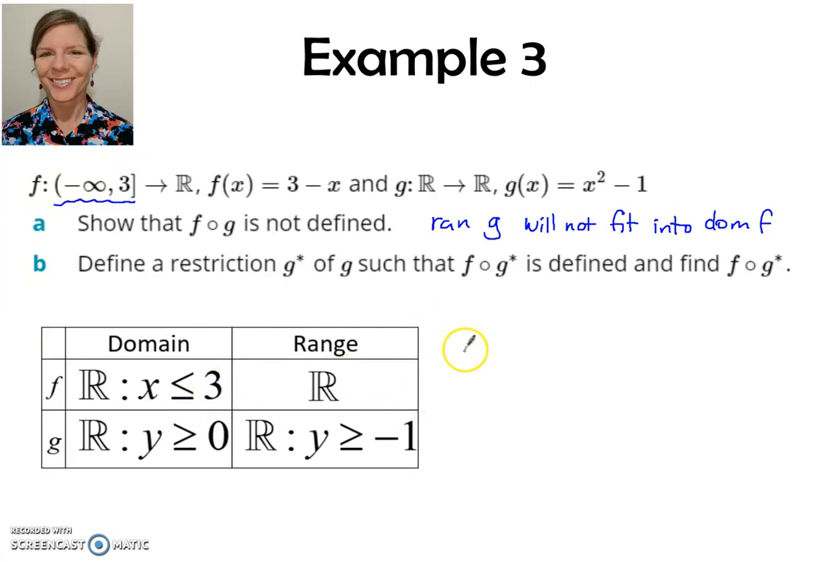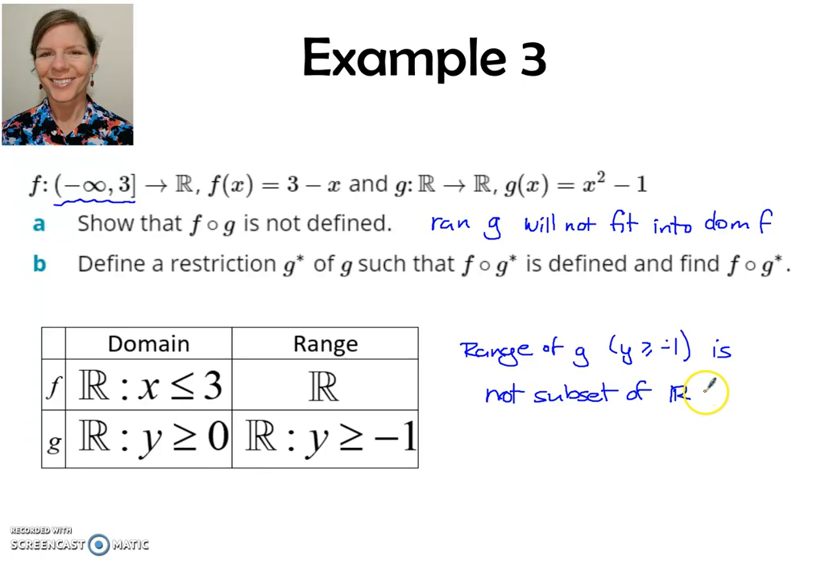Okay, so we've shown that the range of g, which was y is greater than or equal to -1, is not a subset of the domain. So y is greater than or equal to -1 is not a subset of x being less than or equal to 3, which is the domain of f. Okay, so the range of g is not a subset of the domain of f. So that proves that f of g is not defined.